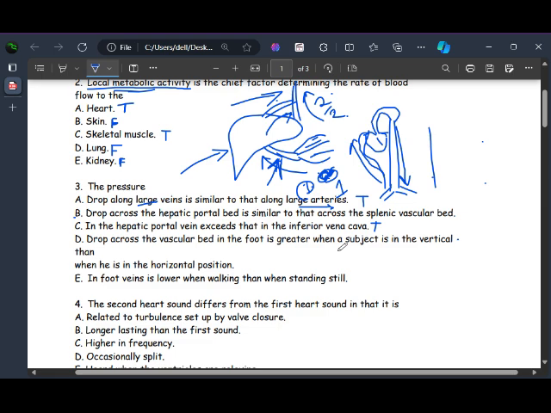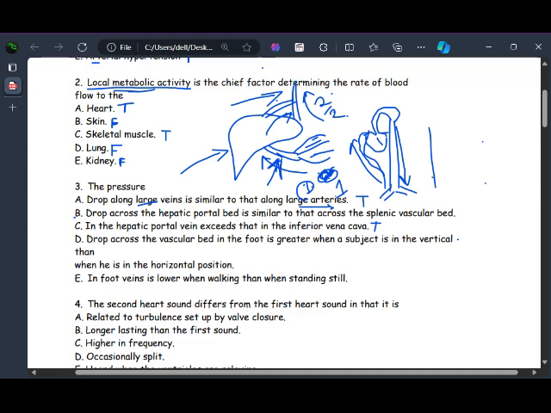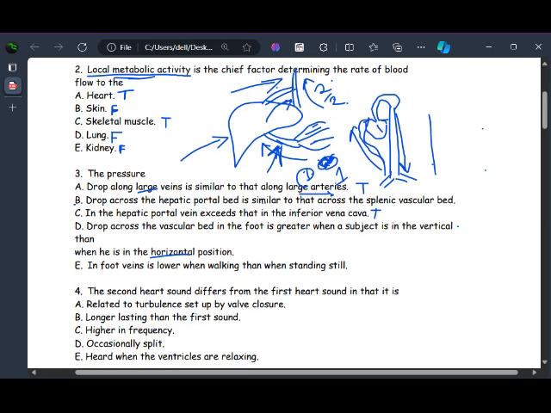It's greater when you're standing or in a vertical position than when you are lying or in a horizontal position. That's what we're basically saying. So when you are standing up, the pressure drop across not only the vascular bed in the foot but also in the entire body is going to be greater than when you are lying.